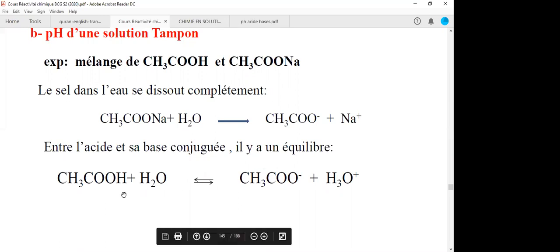So when this acid decomposes, it will form what? It will form the base conjugate plus H3O plus. So there is an equilibrium reaction between these two because this is a weak acid.